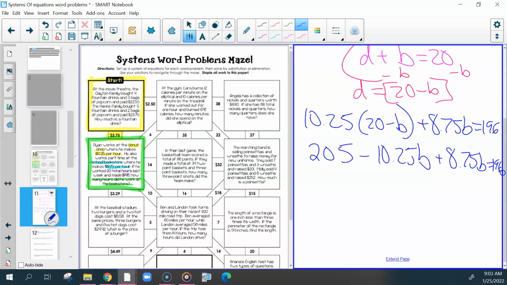Right. Combine your like terms. Negative 10.25 plus 8.75 gives us what? Combine your like terms. Double check that, because this one's negative. If they were both positive, it would be positive. Negative 1.5B.